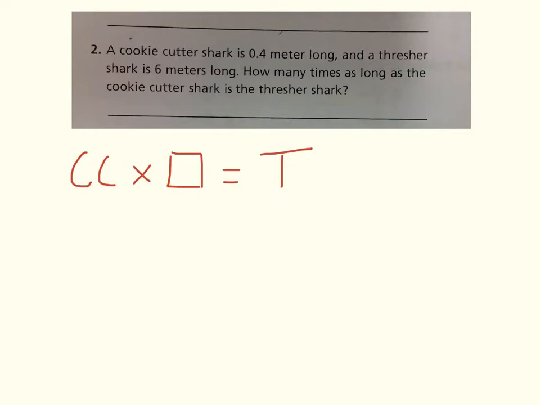A cookie cutter shark is 0.4 meter long and a thresher shark is 6 meters long. How many times as long as the cookie cutter shark is the thresher shark? So it's saying how many times, this is this part here, as long as the cookie cutter shark is the thresher shark. The thresher shark is longer.